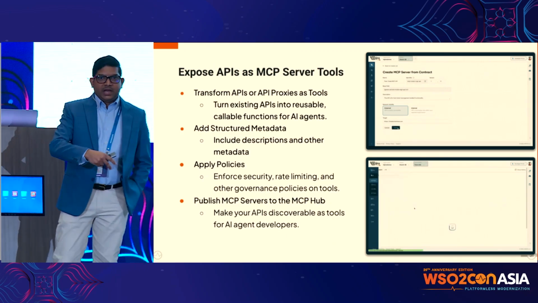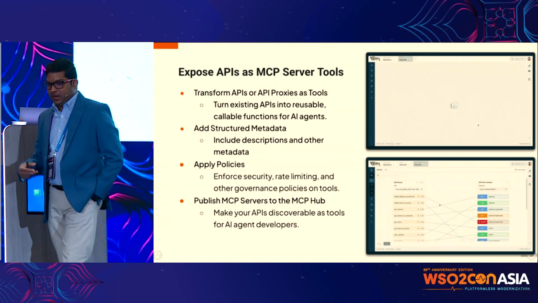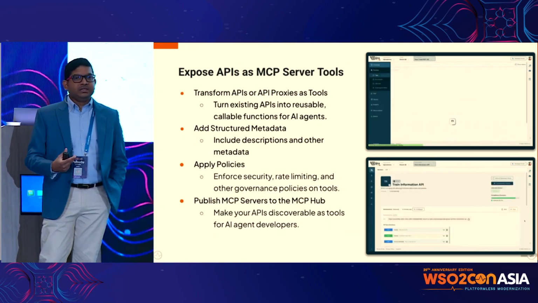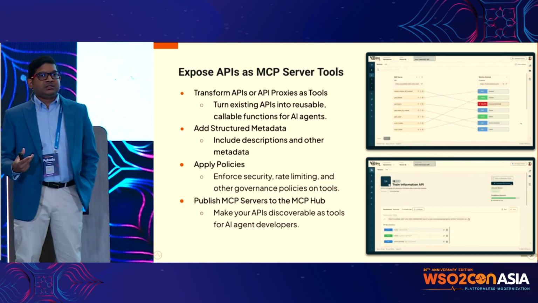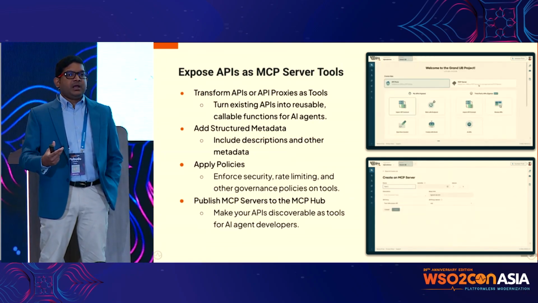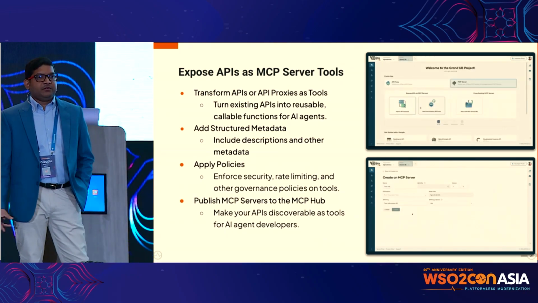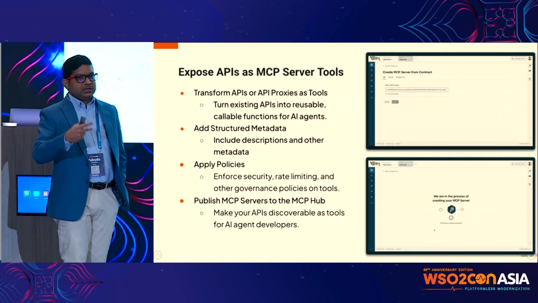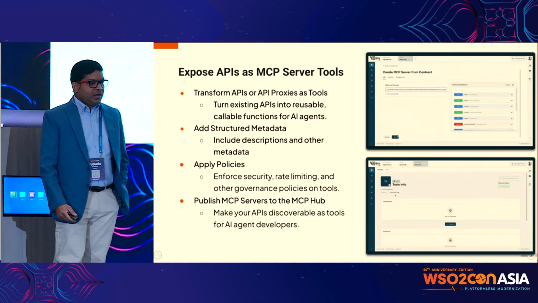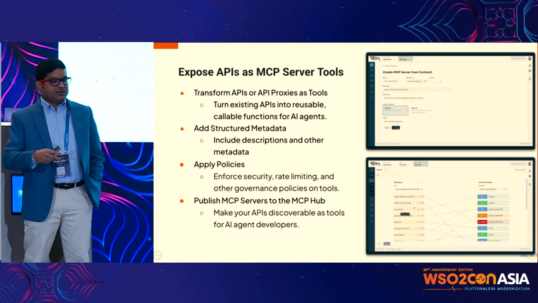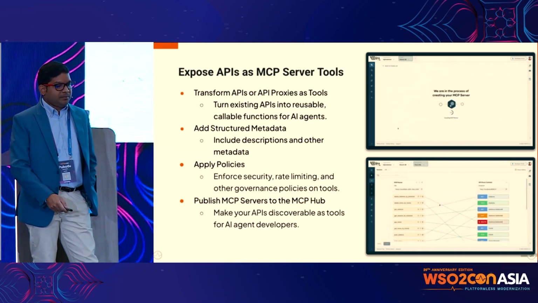Then on top of that, you can add descriptions, you can add names, and enrich your tool definitions. So these definitions are really useful for AI agents to understand what the functionality of it is, and basically execute these in their AI agent executions. And finally, once you are done with adding policy for your MCP server, you can push it to MCP Hub.